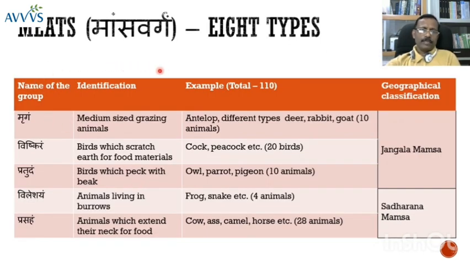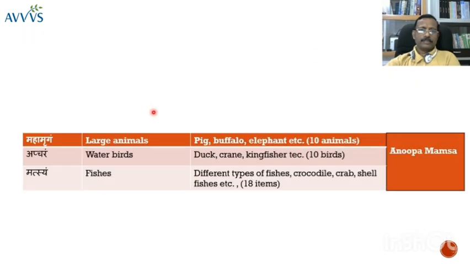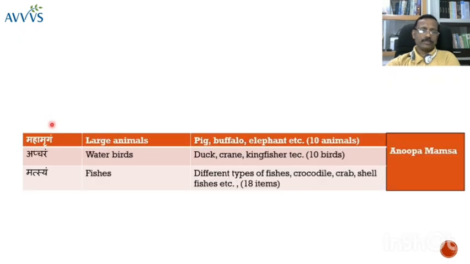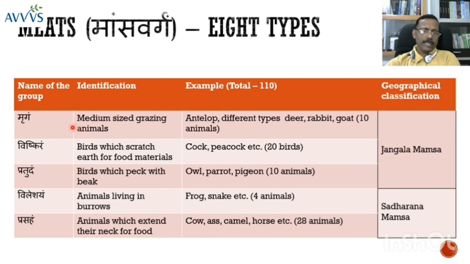And Mamsa Vargam, there are 8 groups. It's a very extensive description regarding Mamsam. The animals from which we collect the meat are divided into 8 groups. Here it is 6 and here it is 2. And those 8 groups like Mrigam means medium-sized grazing animals, deer, rabbit, goat, etc. Vishkiram, birds and animals are the major categories, which scratch the earth for food materials are called Vishkiram. Birds which peck with the beak are called Pratudam.